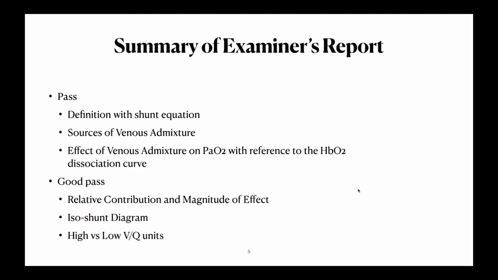So this would be a summary of the examiner's report. To gain a pass, you would have to have a definition of venous admixture with the shunt equation, and then also describe the sources of venous admixture and describe the effect of venous admixture on the partial pressure of oxygen with reference to the hemoglobin oxygen dissociation curve. To gain a good pass, when you describe the sources of venous admixture, you'd also have to describe the relative contribution and the magnitude of effect. You would have to draw the isoshunt diagram and also include a discussion of high versus low VQ units.